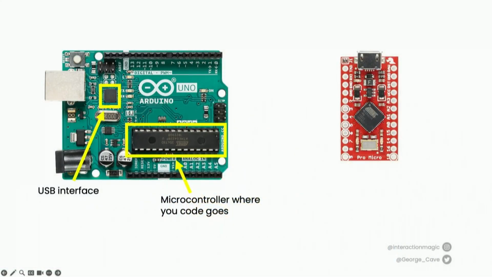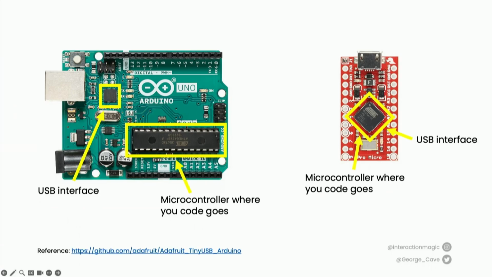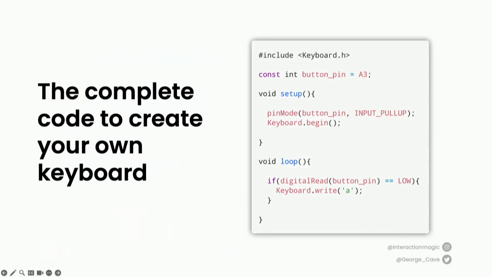This Arduino, on the other hand, has a chip where your code goes, and it has a chip for the USB interface, and it's the same chip. And it means that in code, we can reprogram this to act as a different device, and in particular, a device from this HID, Human Interface Device class. Okay, so here's the complete code you need to turn your Arduino into a keyboard. This is it.